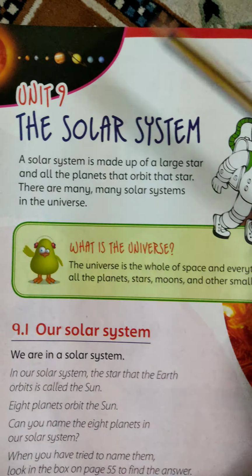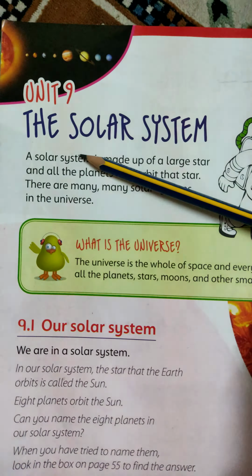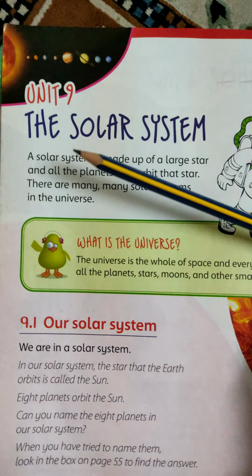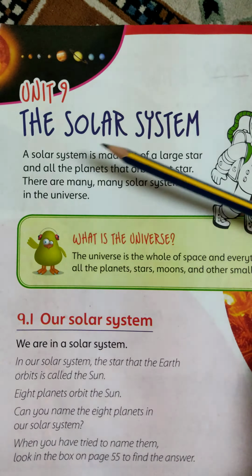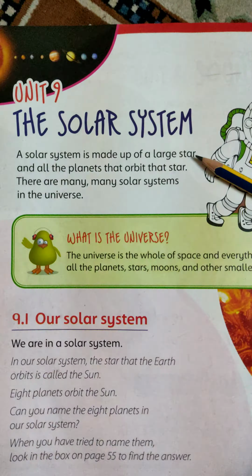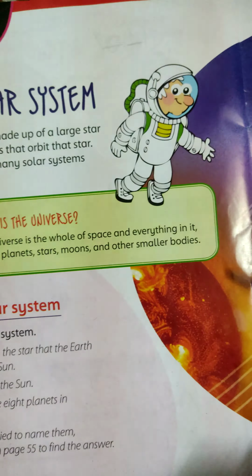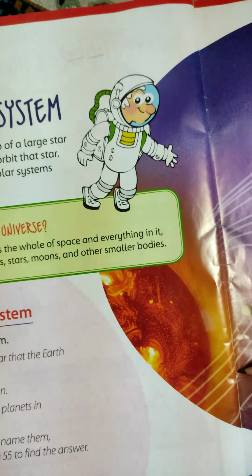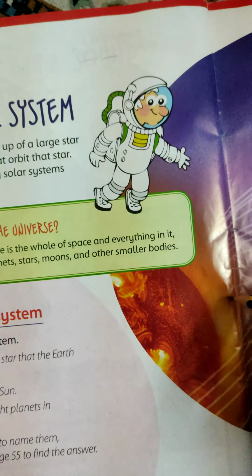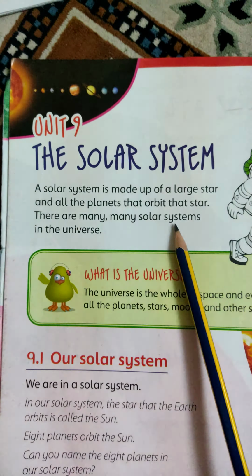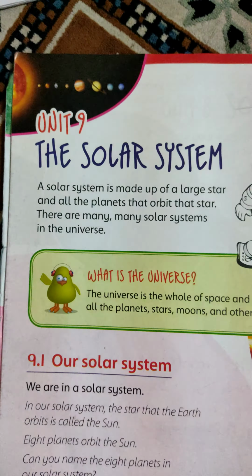Today we are starting unit 9 and our topic is the solar system. What is a solar system? A solar system is made up of a large star and all the planets that orbit that star. There are many solar systems in the universe.